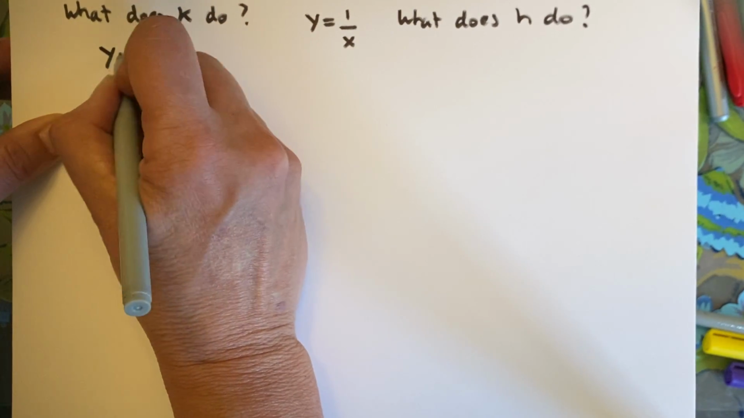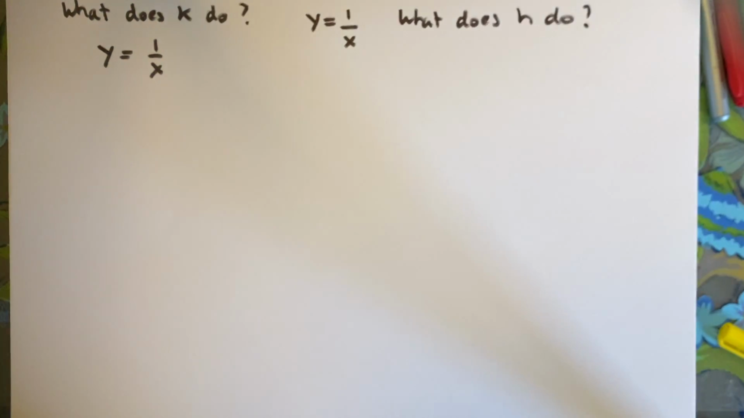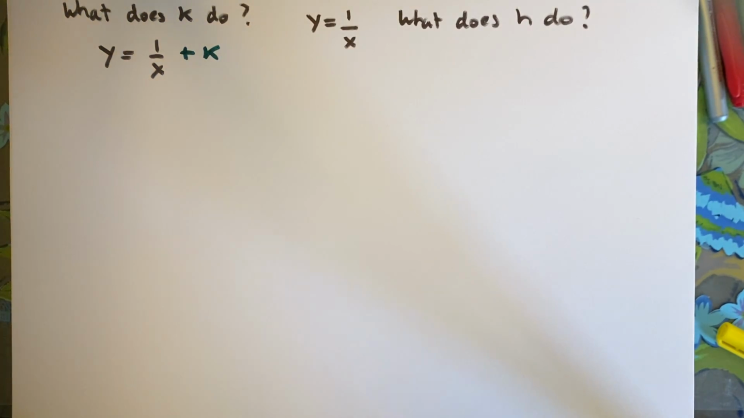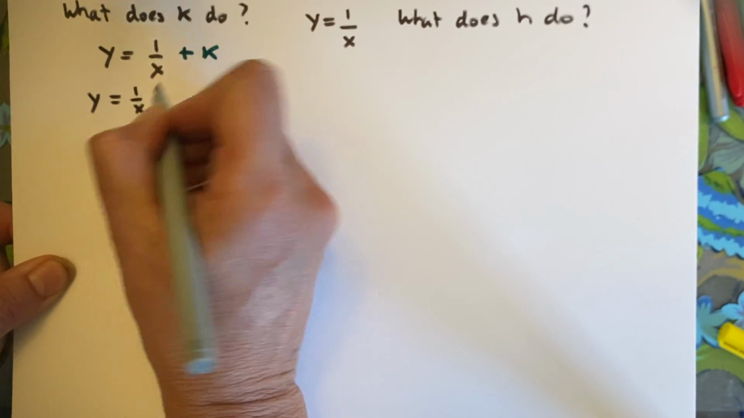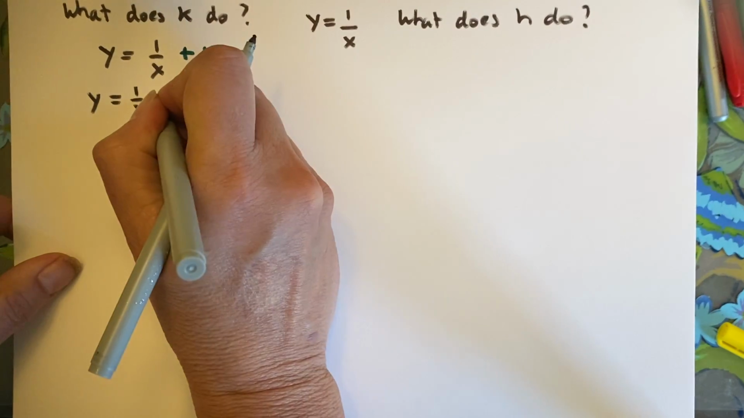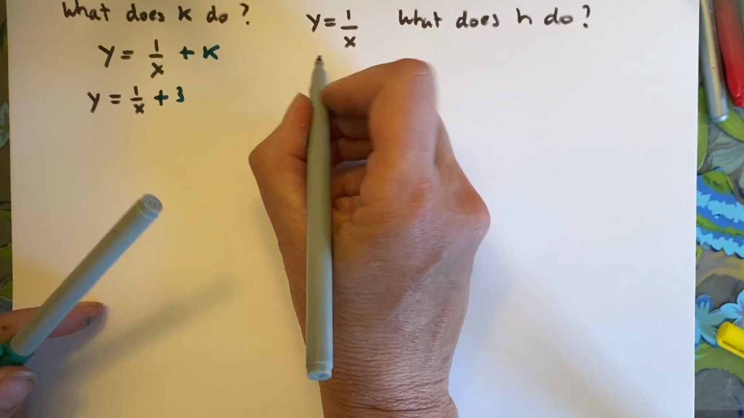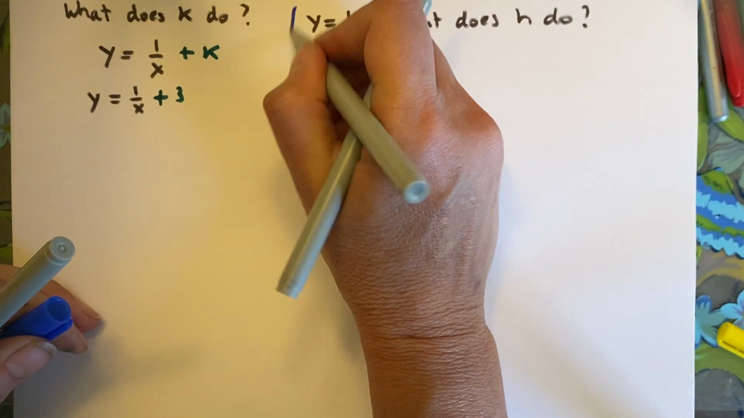We're just saying y equals 1 over x, and then we're just going to add a k. In this situation, what we'll use is y equals 1 over x plus 3. And we're going to compare that to our parent function right here, which I usually do in blue. Let me stay consistent.